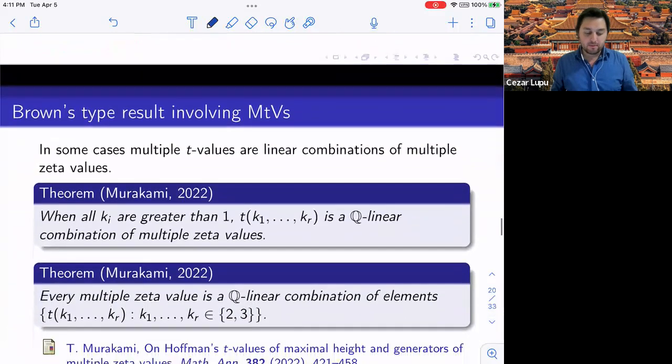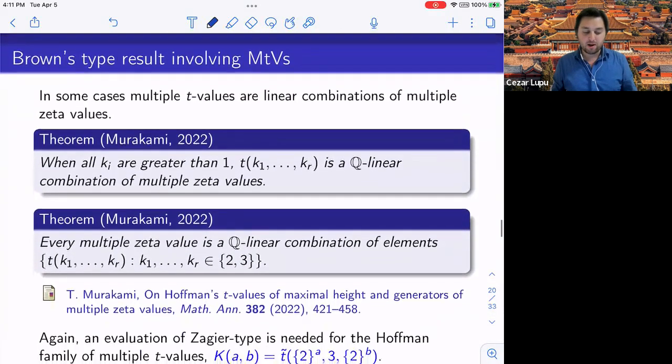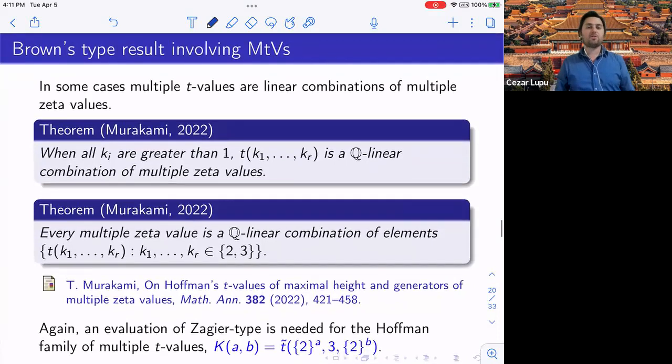So in this way, we're wondering if we can prove some kind of a Brown type result involving these multiple t values. And in fact, very recently, this year, it was proved by Murakami that multiple t values are Q-linear combinations of multiple zeta values. And Murakami actually proved a Brown type result.